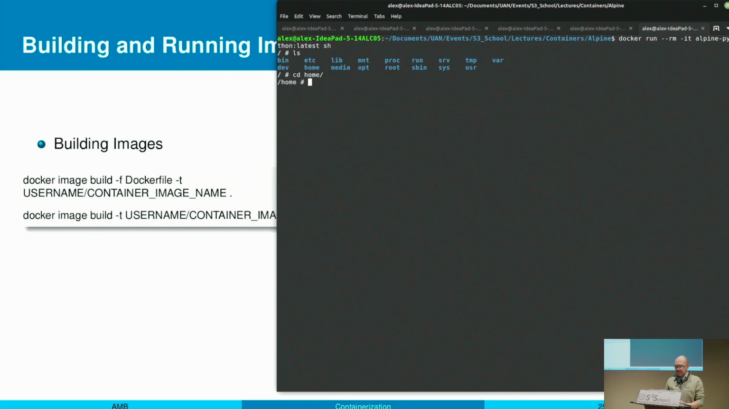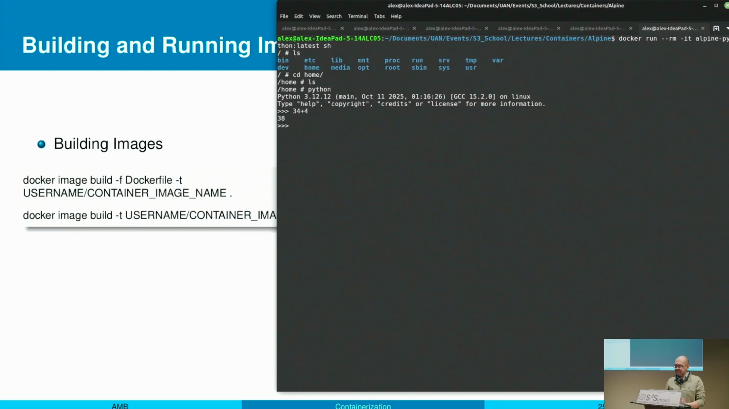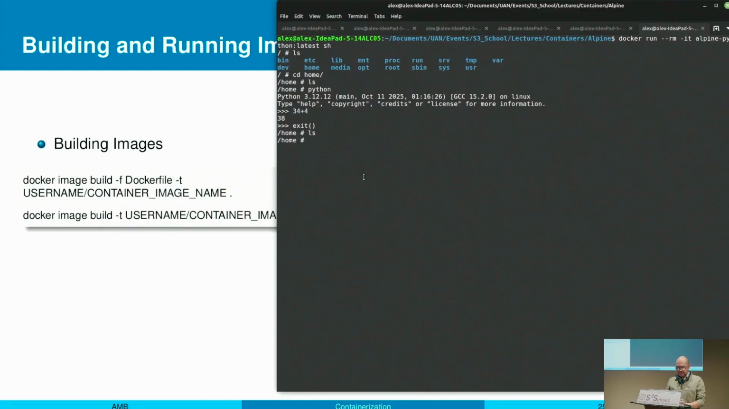I can go to home, and in home I can run Python, which was the one that we installed here. If you remember before, it's Python 3.12.12. It's here, and then I can use Python to do whatever I want to do. Or again, I can do anything here.